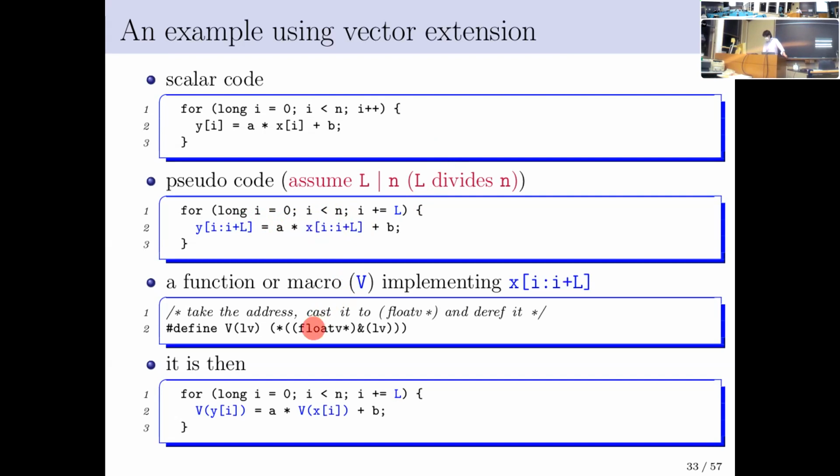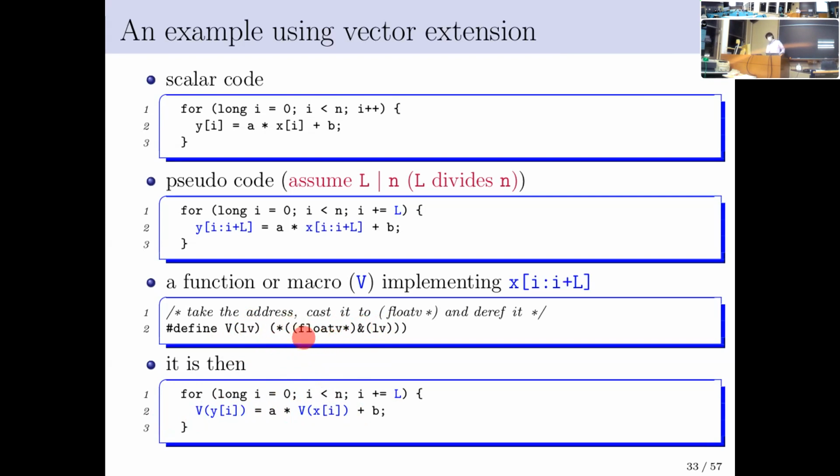So this can be done something like this. It's slightly complicated, but basically, at the end of the day, you can write something as simple as this. So the trick is this V. What V does is take the array element, let's say Xi, take its address using this ampersand operator, and cast the pointer into the pointer to float V, and dereference it.